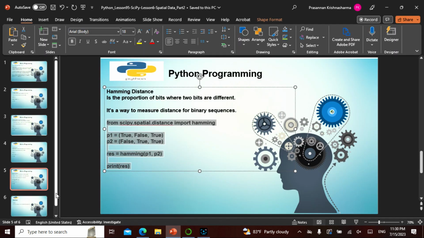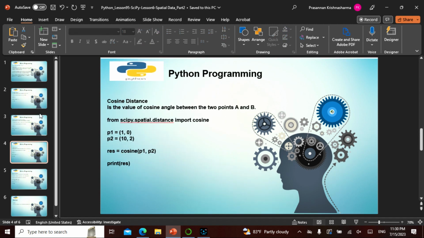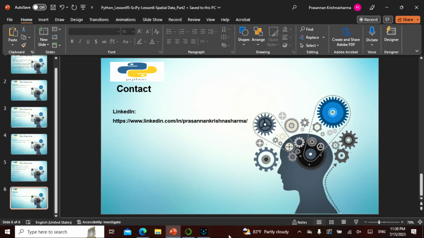So these are the different distances that are available: Euclidean, Hamming, cosine, and city block or Manhattan. That is all. So this concludes the spatial data.